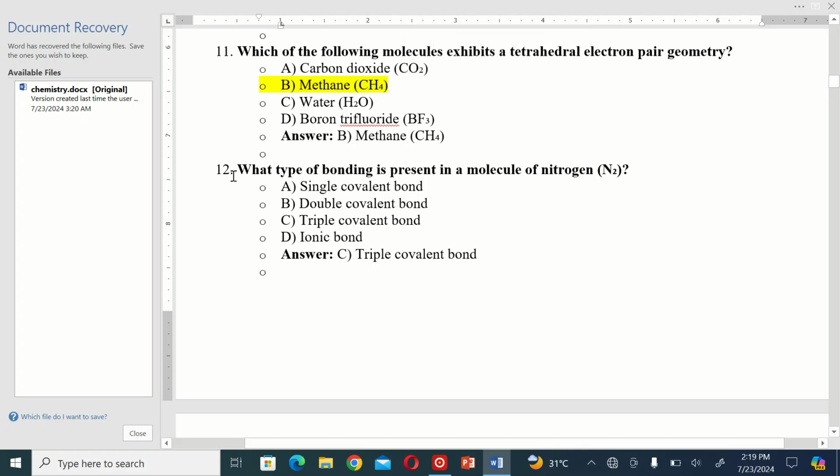The next MCQ is which type of bonding is present in a molecule of nitrogen? A. Single covalent bond. B. Double covalent bond. C. Triple covalent bond. D. Ionic bond. So the correct option is C. Triple covalent bond.